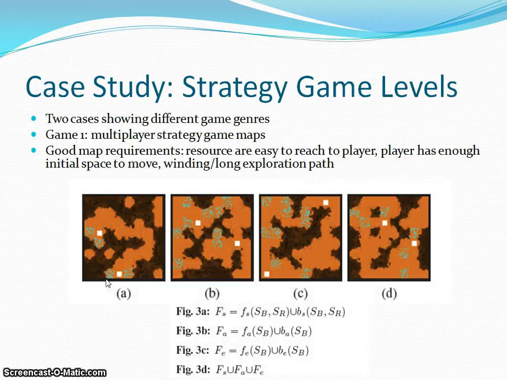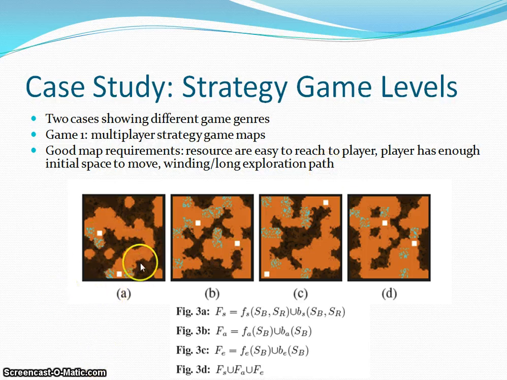In order to demonstrate that the metrics work, the paper provides two case studies. The two cases show different game genres. The first game is multiplayer strategy game maps, and the good map requirements are: resources are easy to reach for each player, players have enough initial space to move, and there is a winding and long exploration path.